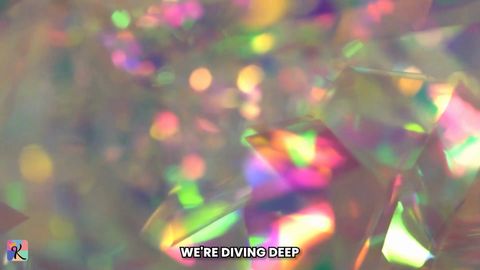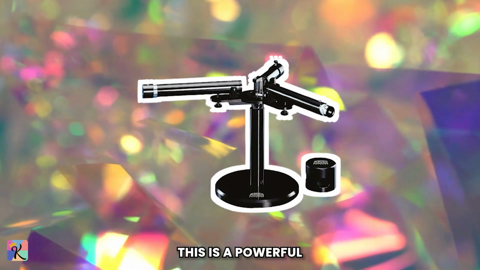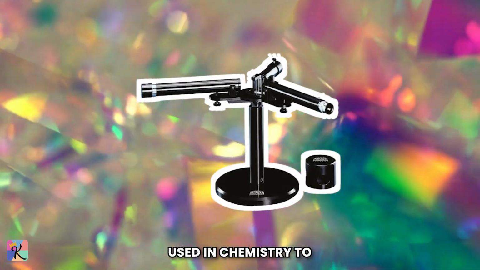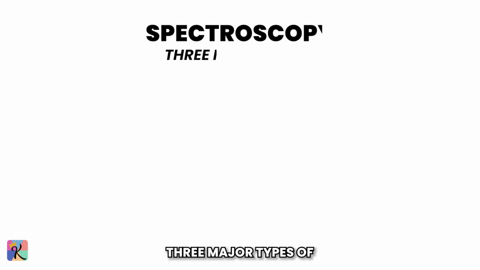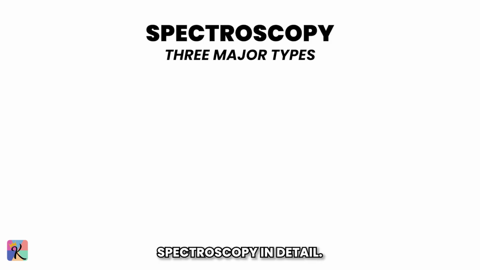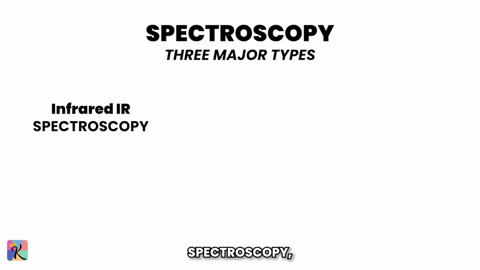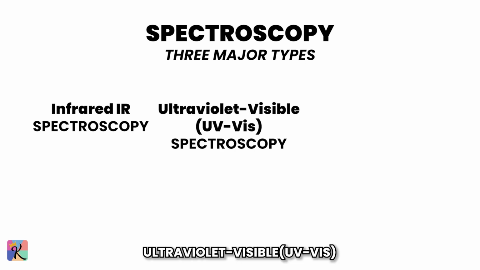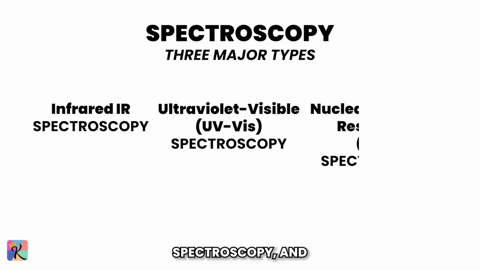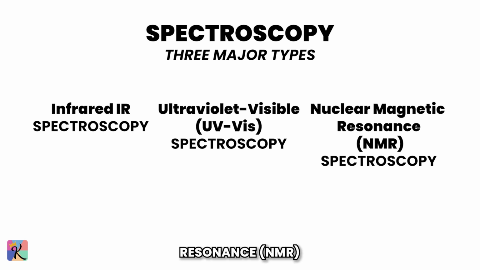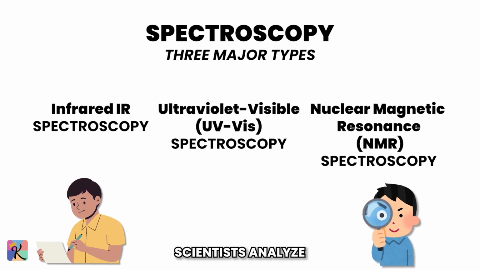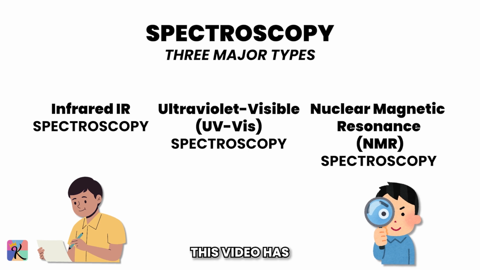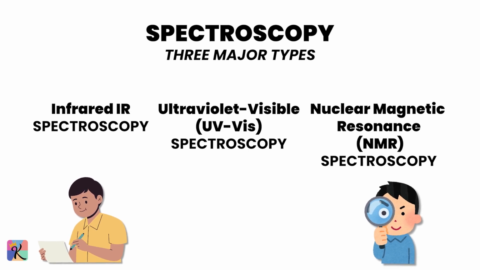Alright, so today we're diving deep into the world of spectroscopy. This is a powerful analytical tool used in chemistry to determine the structure and composition of molecules. We'll be covering three major types of spectroscopy in detail: infrared (IR) spectroscopy, ultraviolet-visible (UV-Vis) spectroscopy, and nuclear magnetic resonance (NMR) spectroscopy. Whether you're a student prepping for a big exam, or just curious about how scientists analyze molecular structures, this video has got you covered. Let's get started.